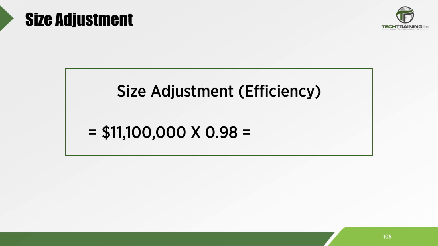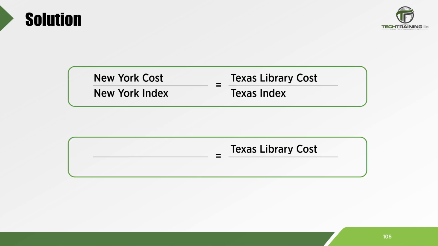$11,100,000 by the cost modifier of 0.98. This gives us a cost of $10,878,000. This is the cost of a 15,000 square foot median quality library in 2016. We now have to adjust for location and time.